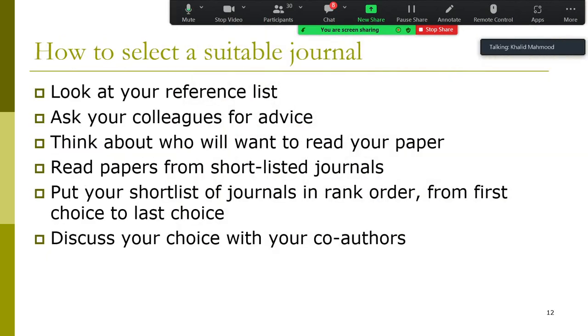If you have decided to write something, the first step is how to select a suitable journal. First of all, you should look at your reference list. If you have written an article, at the end you have a list of references. Look at the references and you will find the most suitable journal there. If you have cited articles from other journals, those journals are the most relevant to your article.